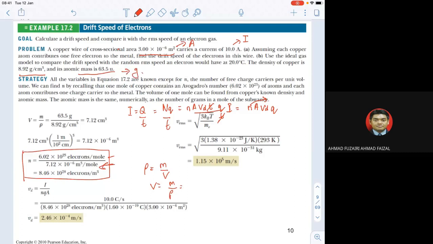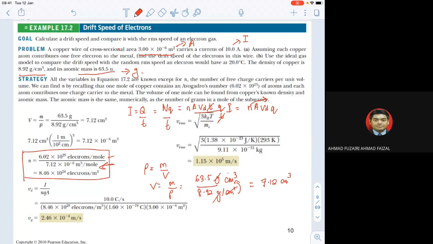In which we can have a mass of 63.5 gram over 8.92 gram per centimeter cube. Because it should be centimeter cube here, then we bring it up to here, and then gram and gram cancel, and then we can have a total of 7.12 centimeter cube as the volume.